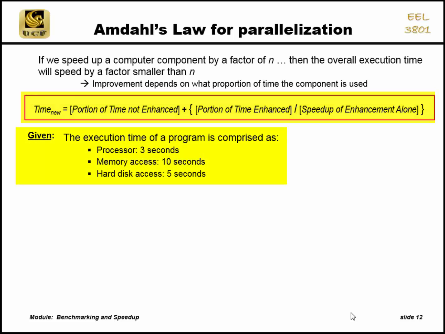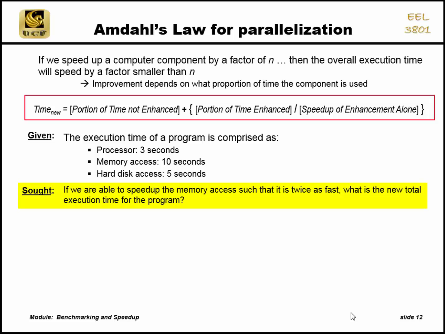Execution time of a program is comprised, in this abstraction, right, it's an abstraction, of 3 components. Processor, 3 seconds, memory, 10, hard disk, 5. This is I/O, this is memory, and now we see the difference, right? We just had that question. If we're able to speed up memory access so that it's twice as fast, what's the impact to our best metric, which is how long the program takes to run?